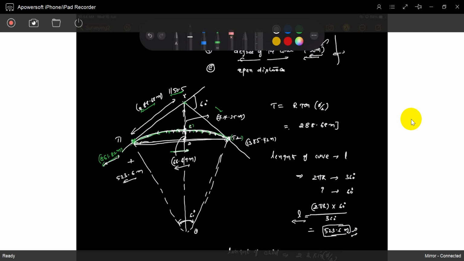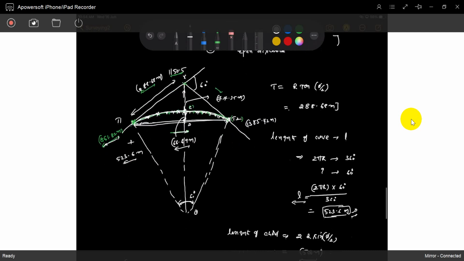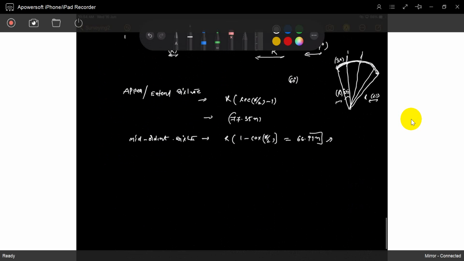Next, setting out of this curve. We have to fix those points, where they are located. Then only we can draw and align a road or align a railway track. So now you can calculate anything on a simple circular curve. It is not a parabolic curve.